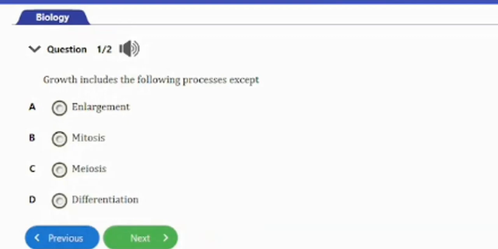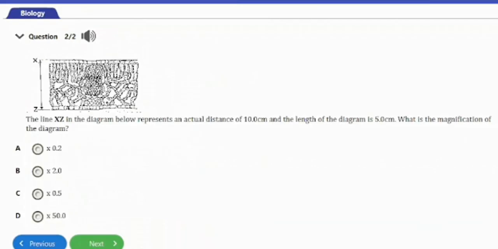Let's go ahead and consider the next question, question number 2. It says, the line XZ in the diagram below represents an actual distance of 10 cm and the length of the diagram is 5 cm. What is the magnification of the diagram? We have A 0.2, B 2.0, C 0.5, and D 5.0.